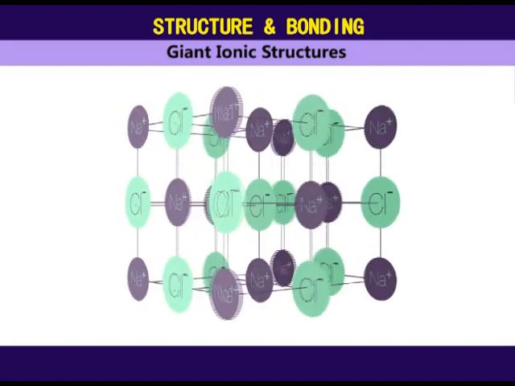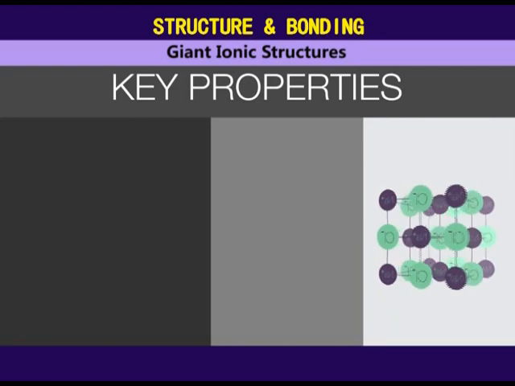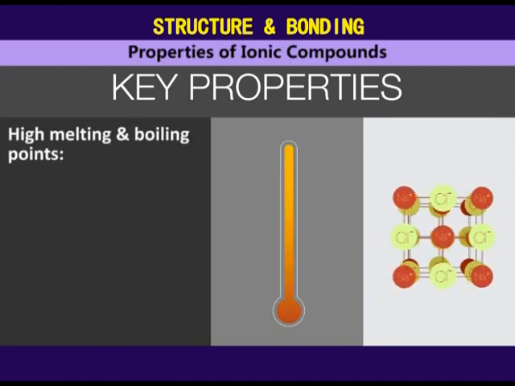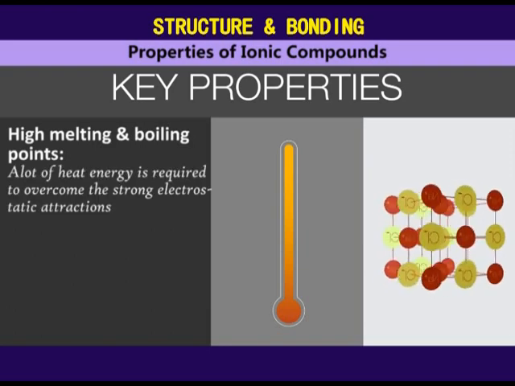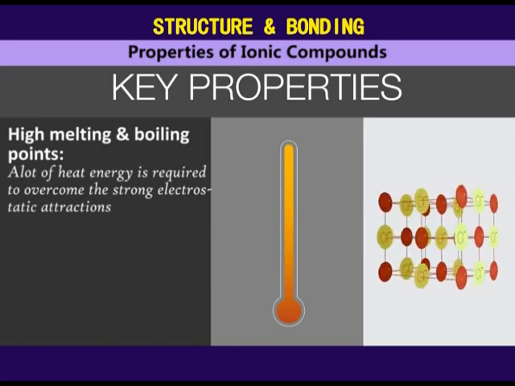Since this lattice structure is so strong, it explains some key properties of ionic compounds. Ionic compounds have very high melting points. This is because a lot of energy is required to overcome the strong electrostatic attractions holding the three-dimensional lattice structure in place.